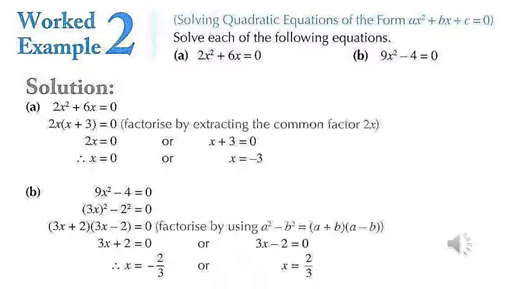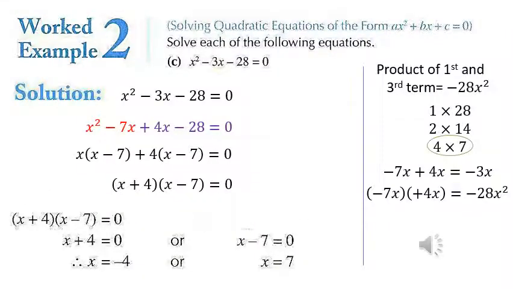We factorize this equation using the formula a square minus b square is equal to a plus b and a minus b. So the factorization of this equation is 3x plus 2, 3x minus 2. So the solution of this equation is minus 2 over 3 or 2 over 3.